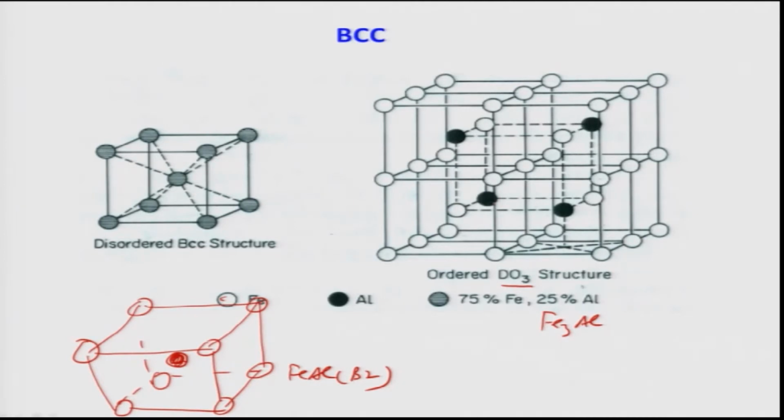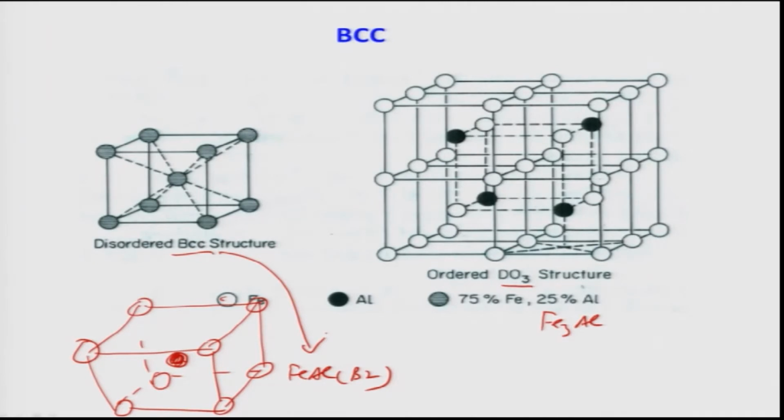Okay. So, in this way we can see that the stoichiometry will be Fe3Al, 75% iron and 25% aluminum, and the structure is known as the DO3 structure. It is no longer the same as the structure shown here, which is known as a B2 structure. So, BCC to B2 is another order transformation which happens in a BCC crystal structure.